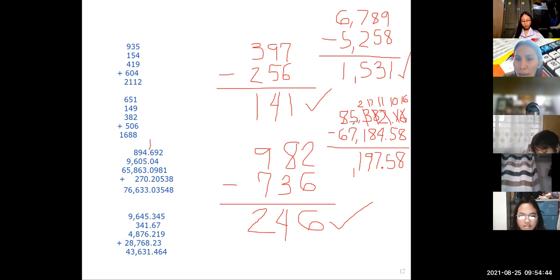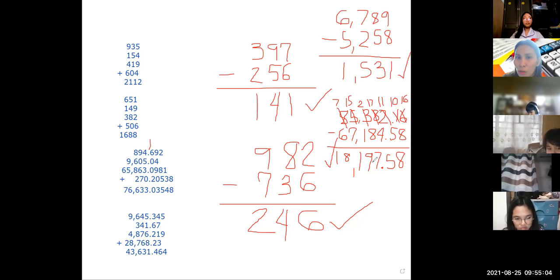How about this one? We need to borrow, right? We cannot subtract 7 from 5. 5 should be increased. 5 becomes 15, and 8 here becomes 7. 15 minus 7 becomes 8. 7 minus 6 is 1. The correct answer for this one is 18,197 and 58 hundredths.